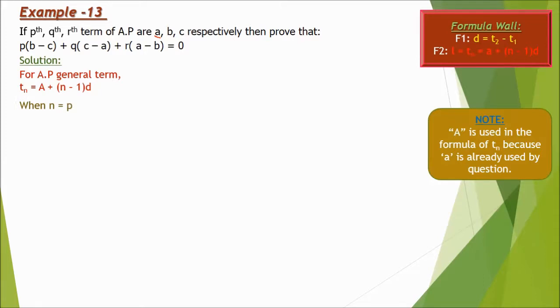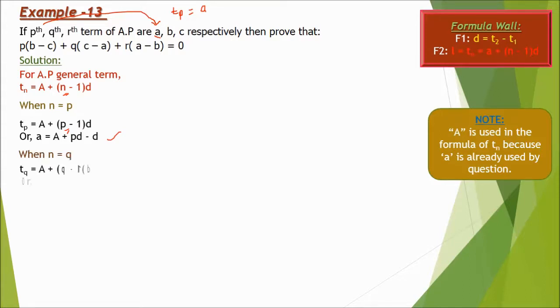Now when n is equal to p, you can see the pth term of the AP is a. When we say pth term, like the second term, the number is 2 and the value of n is 2. So for the pth term the value of n is p. Now we can replace this n by p. The first term is A, isn't it? Now the pth term is a, so Tp will be replaced by a.